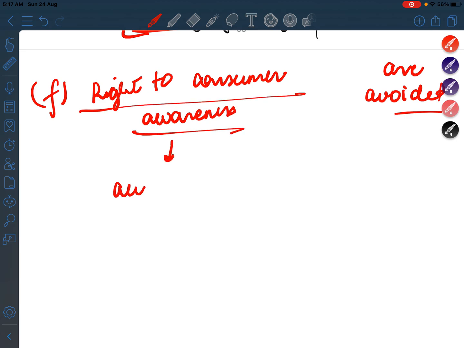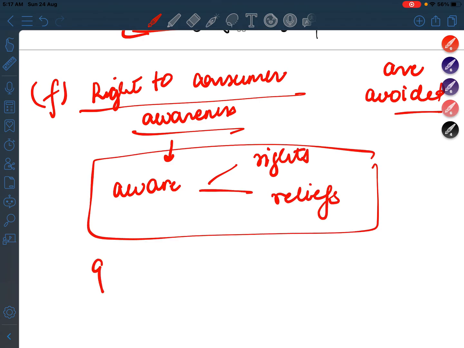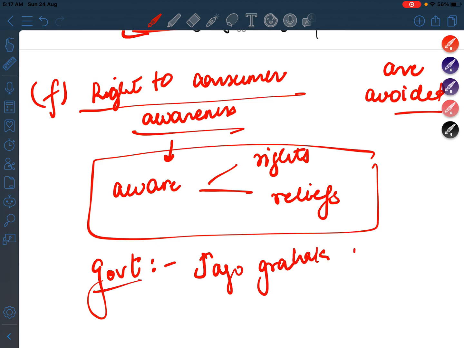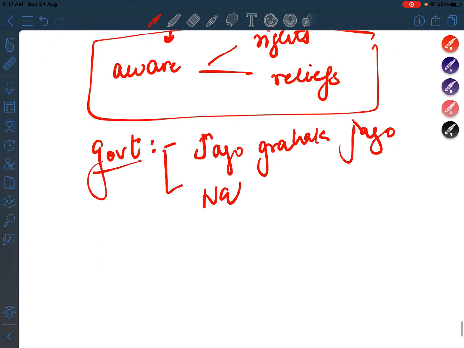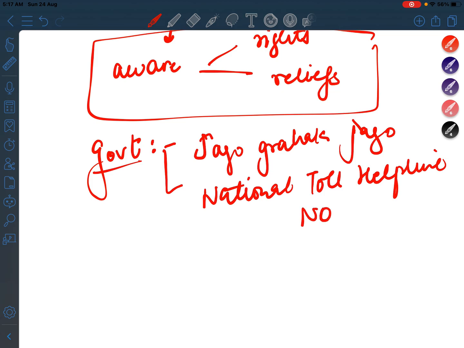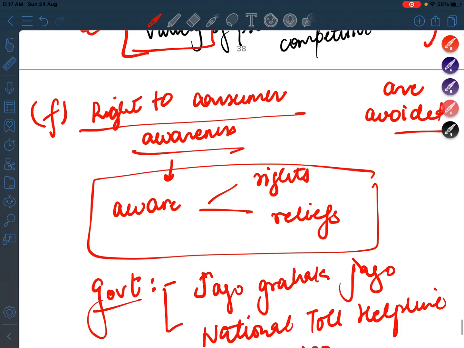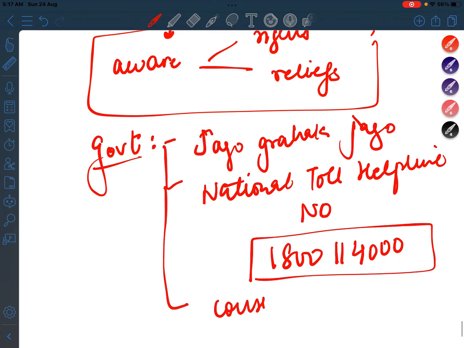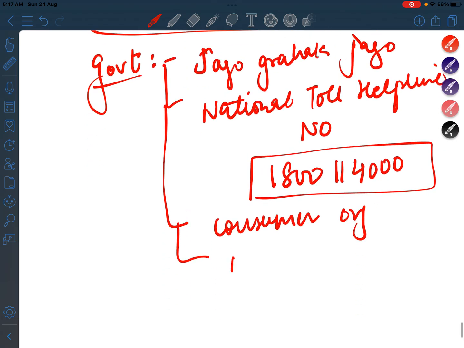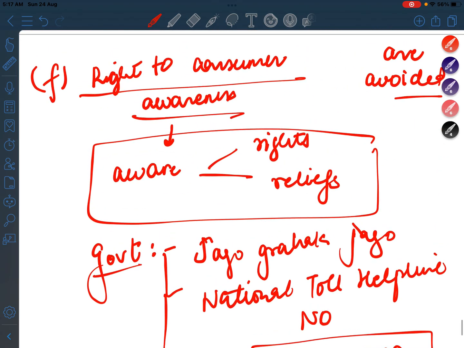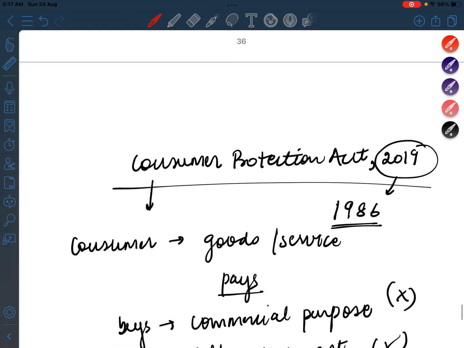Now the last right is the right to consumer awareness. This means that our consumers should be aware of their rights and the reliefs which they can get. That is why the government has started various initiatives. For example, Jago Grahak Jago is a very old initiative. Also, the national toll-free helpline number has been provided, which, if I am not wrong, is 811 4000. So these are the initiatives by the government. Also, there are various consumer organizations and NGOs working to create consumer awareness. So this was about the Consumer Protection Act.